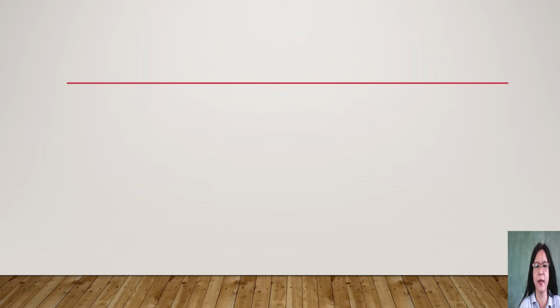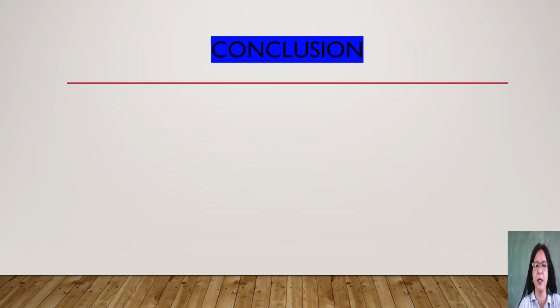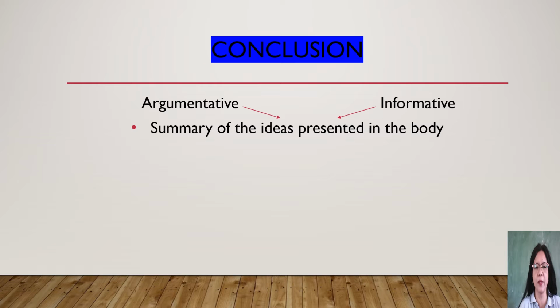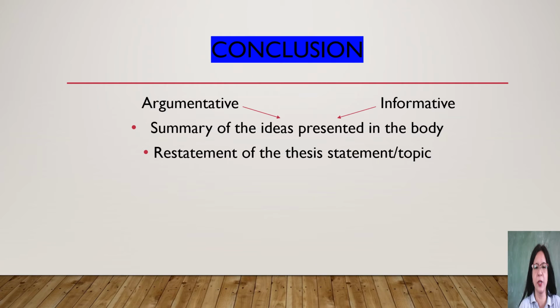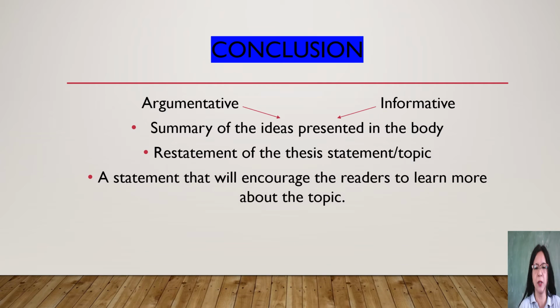Another part of a text is the conclusion. In the argumentative and informative text, they both have the same content in the conclusion. And these are a summary of the ideas presented in the body, a restatement of the thesis statement or topic, a statement that will encourage the readers to learn more about the topic, and a call to action or quotation.